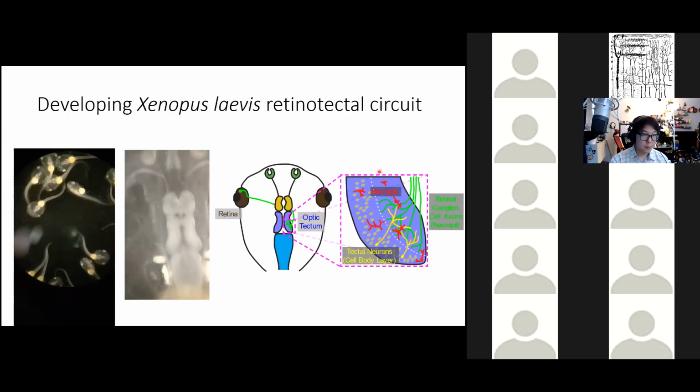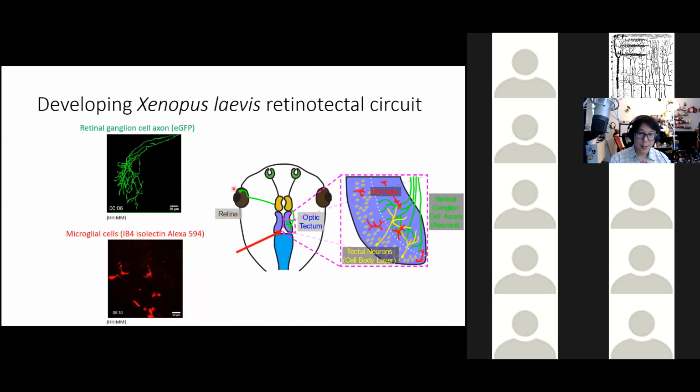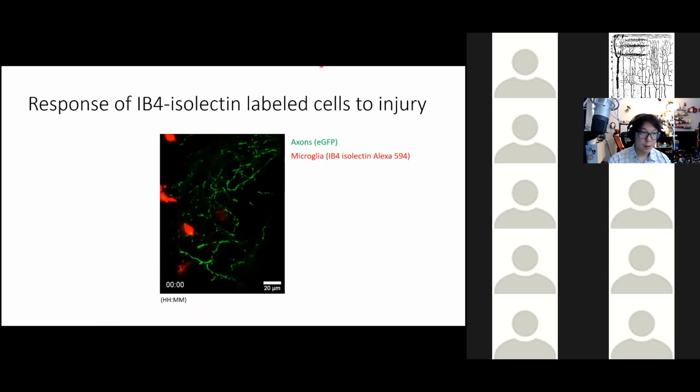And we can label the retinal ganglion cell axons by electroporating the retina with plasmids encoding fluorescent proteins. For example, in this case, it is EGFP. And you can also label microglia by injecting IB4 isolectin conjugated fluorophores, in this case, IB4 isolectin alpha 594. And we can see these highly dynamic cells, which are microglial cells. And to our knowledge, this is the first in vivo imaging study of microglia in Xenopus laevis.